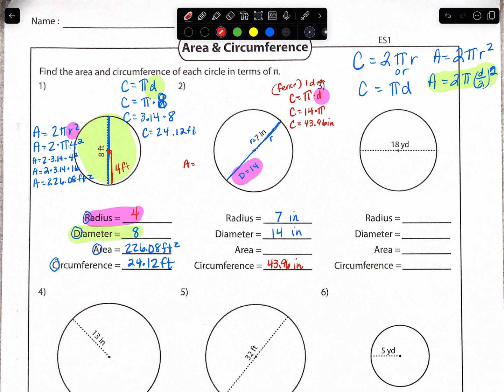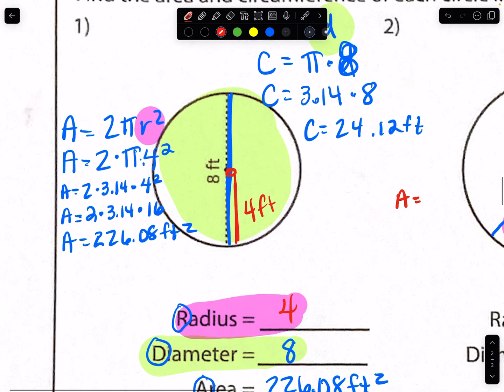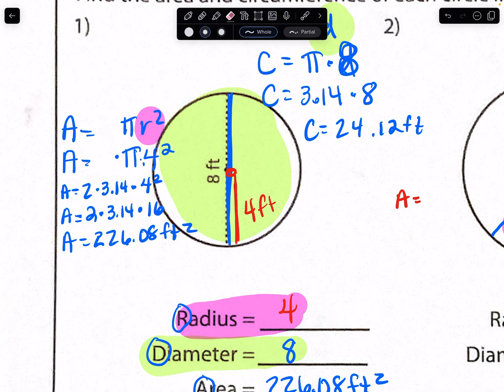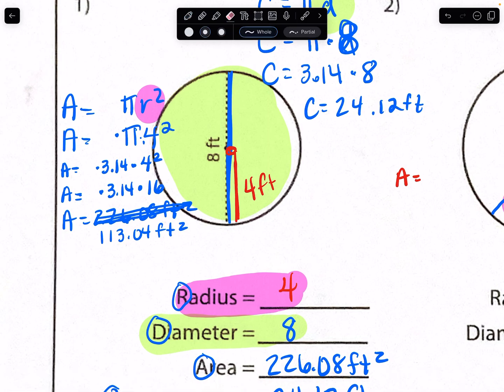That's great. So we're going to come over here. Okay. We're going to use our handy dandy little eraser. I'm hoping that it's small enough. It probably isn't. But we're going to erase the 2. There's a 2. There's a 2. There's a 2. There's a 2. And then we're going to use our calculator again and do the 226. We're going to do 3.14 times 16. And we should get 113.04 feet squared. So it goes to show that we do not necessarily keep these formulas in our brain, which is why they give them to us.